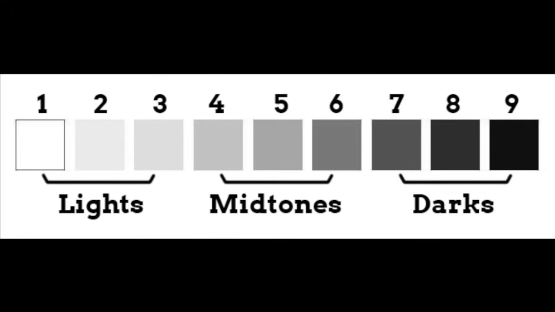In this tutorial, you're going to hear me constantly mention the words lights, midtones, and darks. And I just wanted to share this visual with you so that we're on the same page. When I say the word lights, I'm not only referring to the brightest highlight areas, but I'm referring to the first 3 values here, which are the lightest values. When I say the word midtones, I'm referring to the middle of the range values here, which would be value 4 to 6.